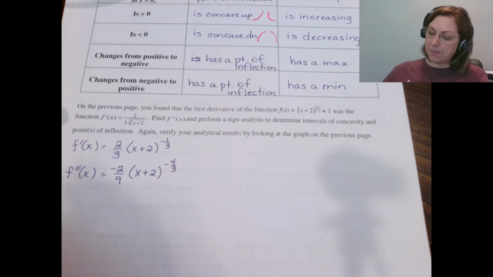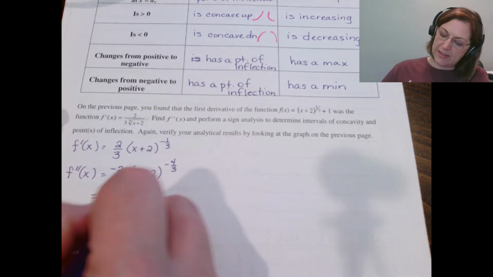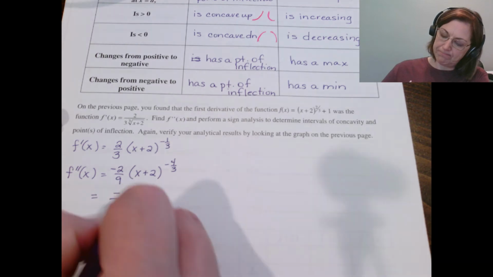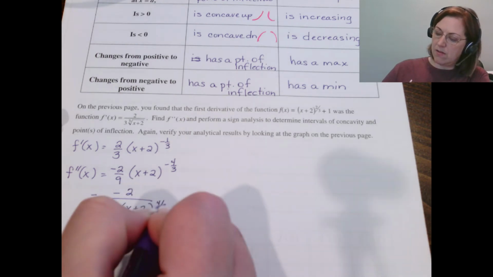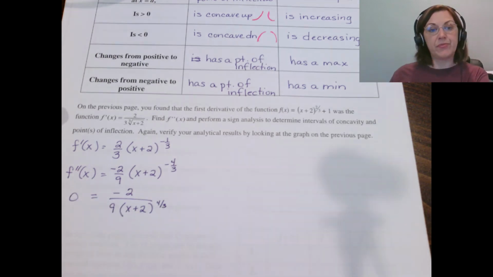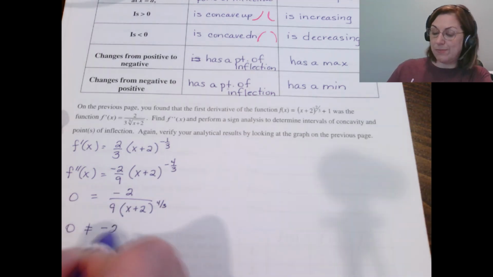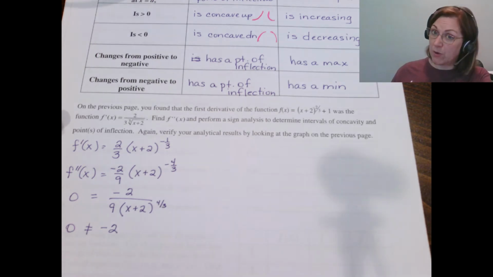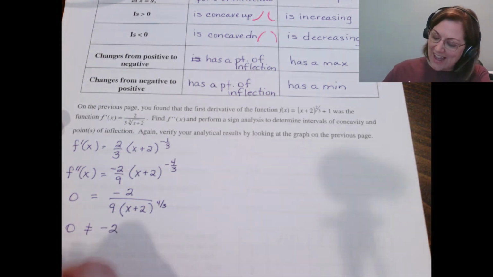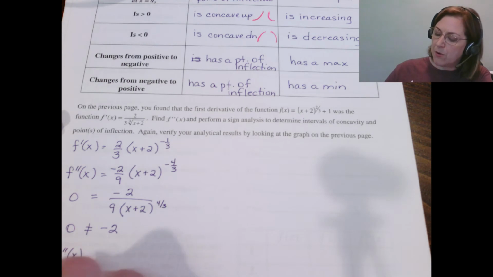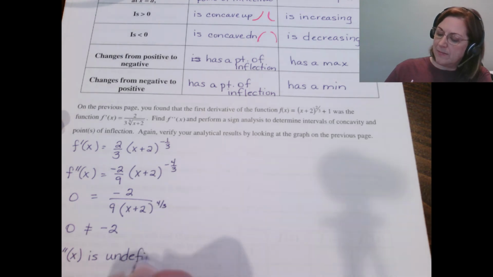Okay, so just like before, we can rewrite this and set it equal to 0. Just like before, we're still not going to get any values where the second derivative equals 0. That just doesn't happen. So we have to look at where it's undefined again. And it's undefined again at x equals negative 2. So let's put that in words. F double prime is undefined at x equals negative 2.